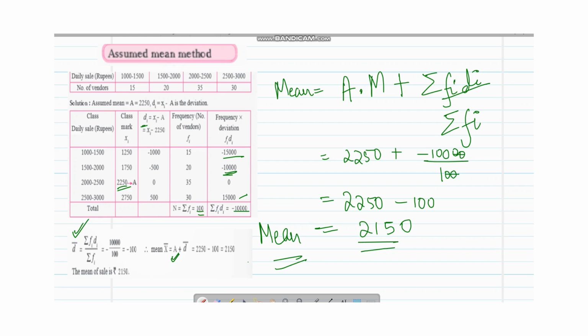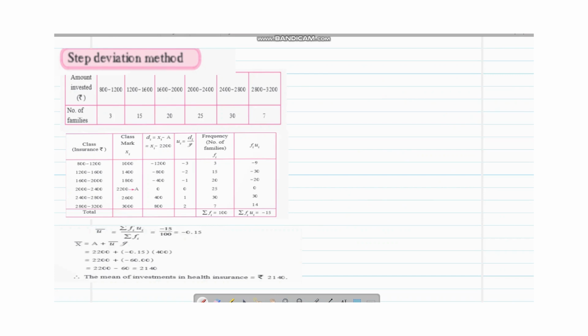Now next one, step deviation method. So in step deviation method, first you are going to write the class, then you are going to find the class mark. Class mark is upper limit plus lower limit divided by 2. This is your class mark. Then same di deviation. This is your deviation. Now in this there is one extra term that is ui. So ui is deviation divided by g. Now what is g? G is upper limit minus lower limit, or you can say G is class size.